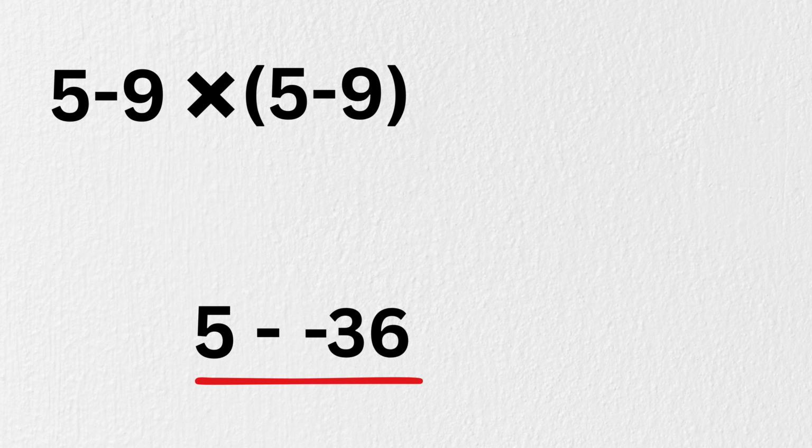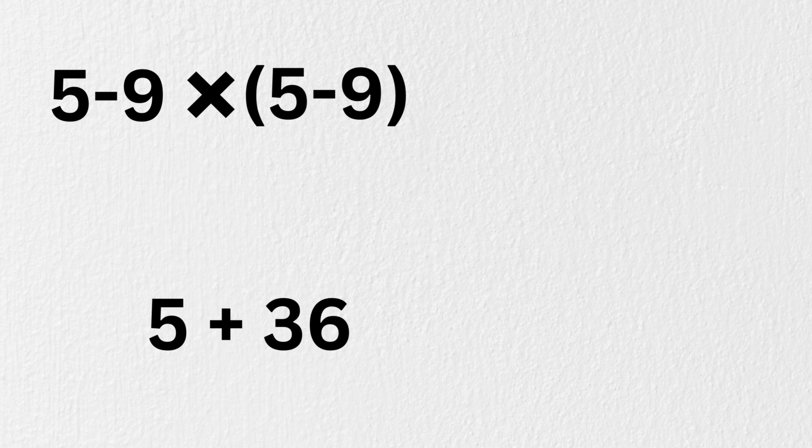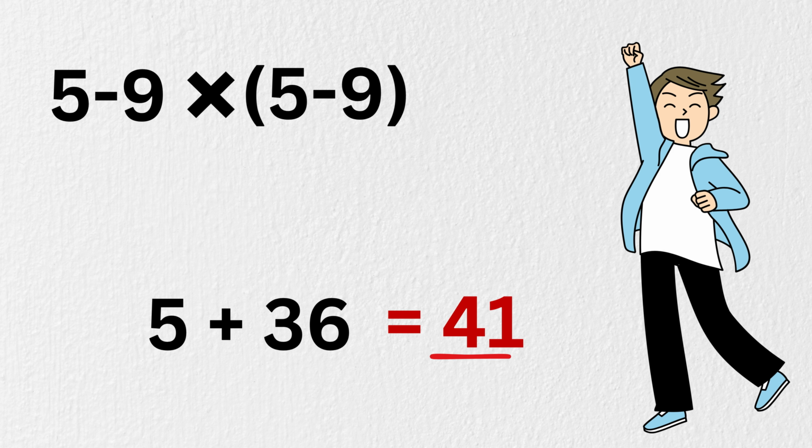Now it's 5 minus minus 36. Subtracting a negative is the same as adding, so this becomes 5 plus 36 equals 41. So the final answer is 41.